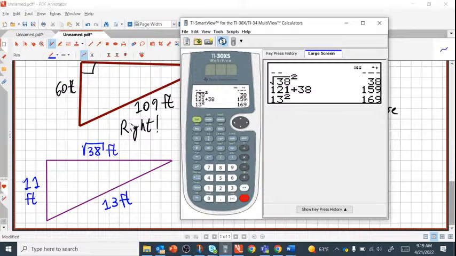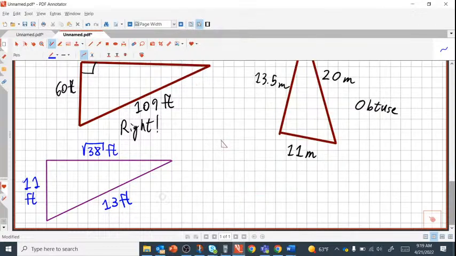Well, let's see here. Why don't we take it to the next step now? If we did the square root of 159, about 12.61, right? About 12.61. So if this was a right triangle, this would be 12.61 feet. Now, is that too short or too long? So if this was right, it would look something like this.